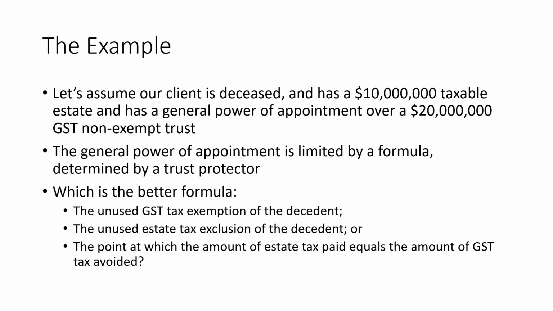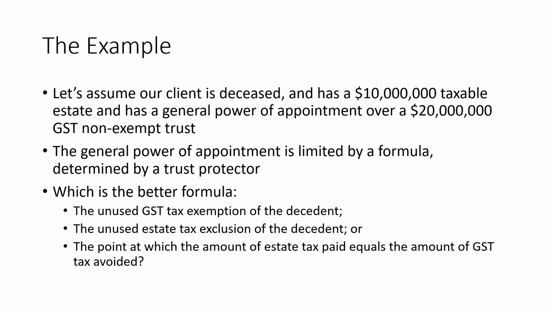So to put some numbers to this, our client is deceased and has a $10 million taxable estate, and also has a general power of appointment over a $20 million GST non-exempt trust. But the general power of appointment was determined before our client's death and is limited by a formula to be determined by the trust protector. We're not going to get into the nuances of what the formula is. We're going to work in a theoretical world and examine what might be the better formula.